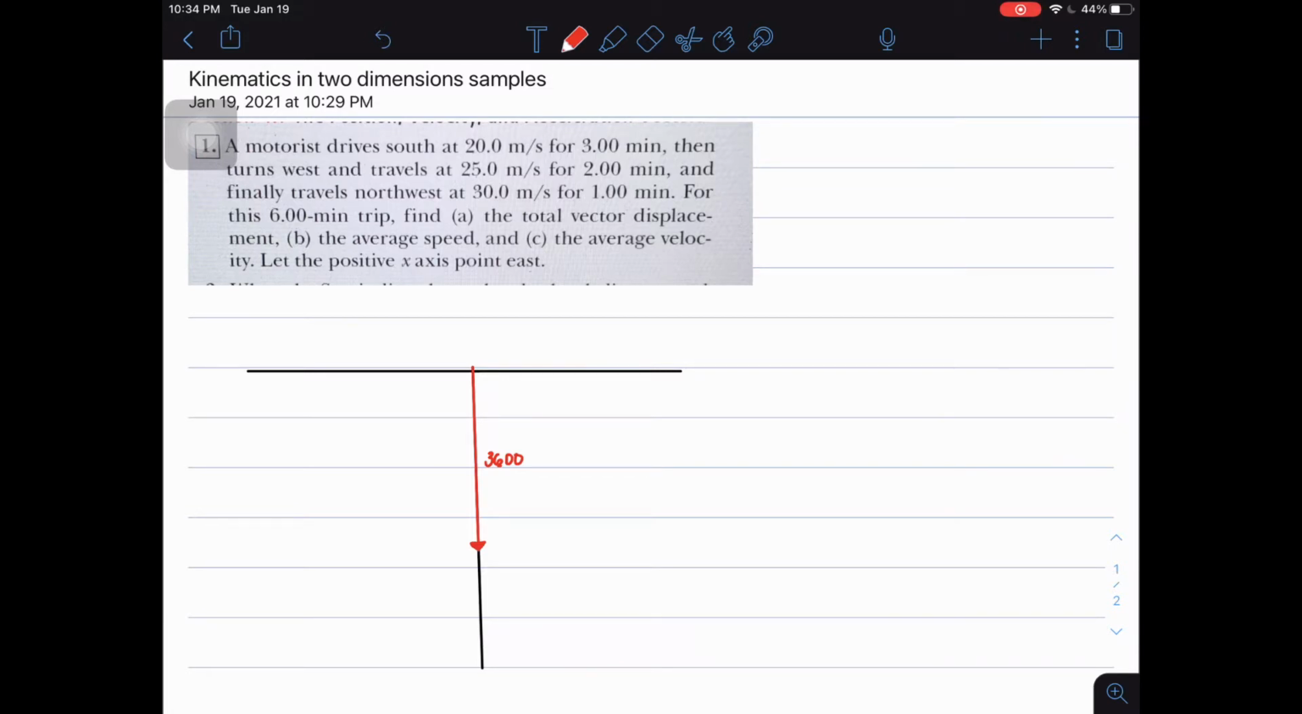So let me show you the solution. So the solution is actually velocity is equivalent to distance over time, and distance is equivalent to velocity times time. So that's 20 meters per second multiplied with 3 minutes.